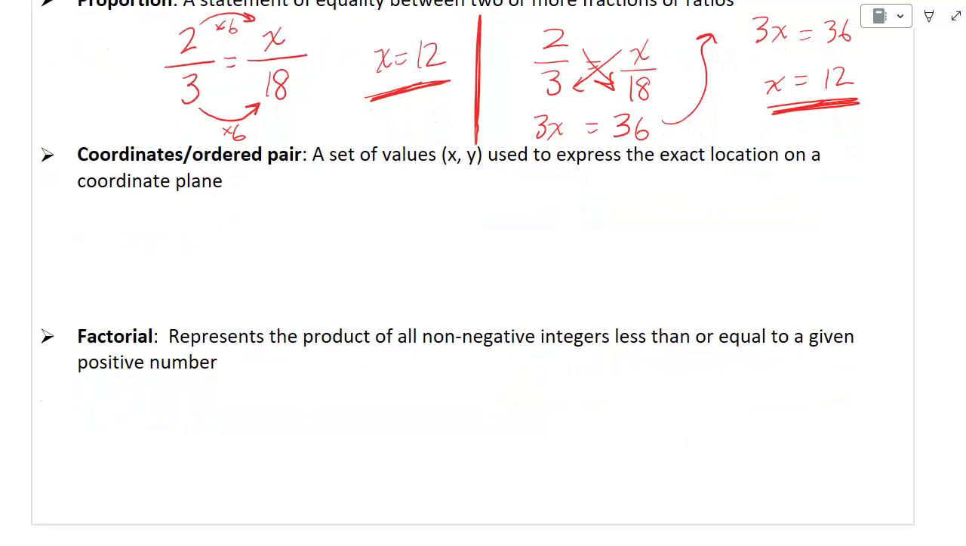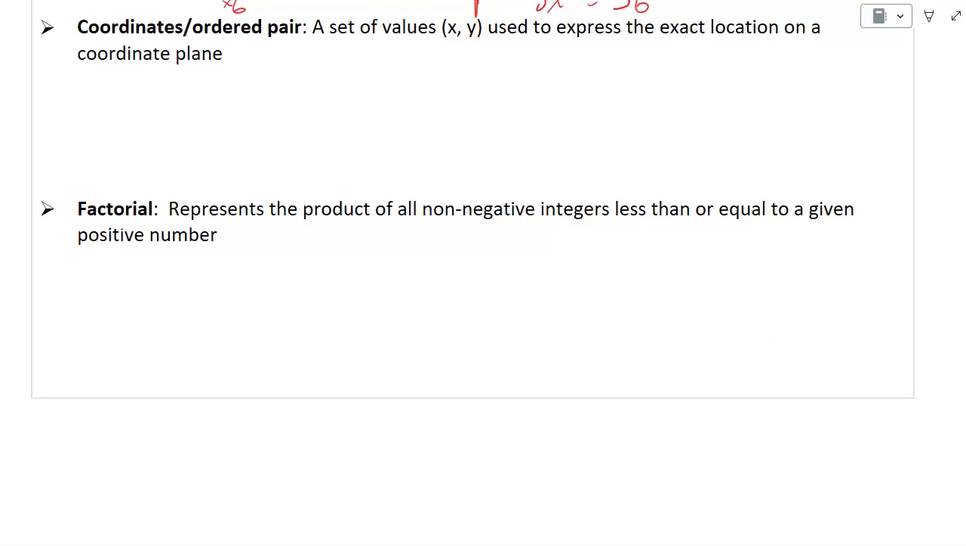Couple more definitions. Again, I didn't cover every definition of the book just because we'd be here all day, but coordinates are ordered pairs. It's a set of values represented x comma y in parentheses that are used to express the exact location on a coordinate plane. So coordinate plane, two-dimensional. The x value is how many spaces you're moving from the origin, from the very center of the graph where the x and y axes cross. Whether you're going left or right is going to determine if that number is positive or negative. And the y value is how many spaces you're moving up or down.